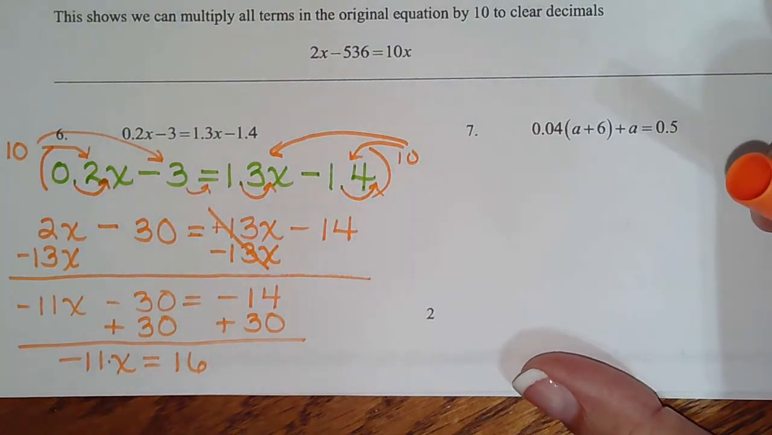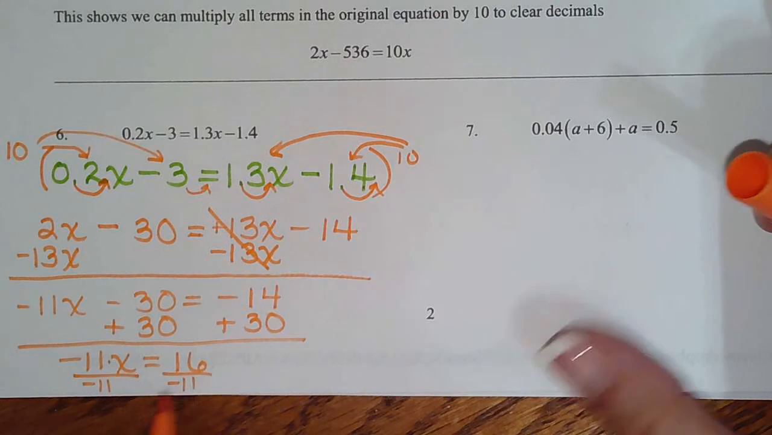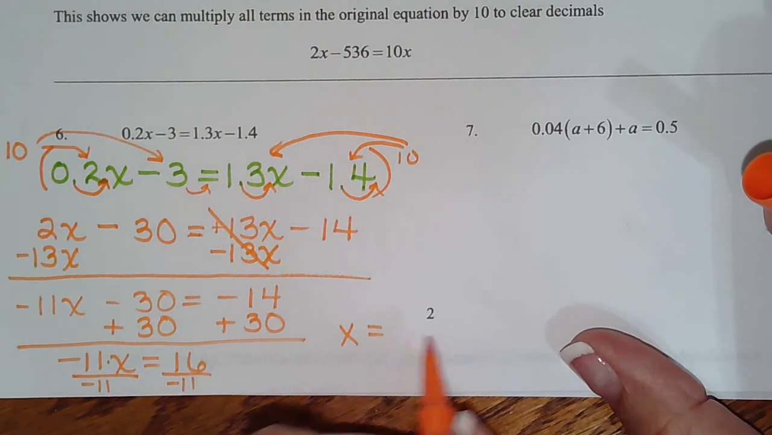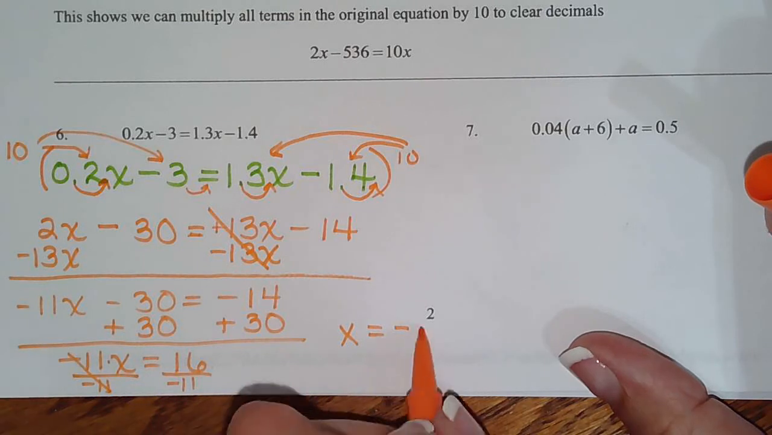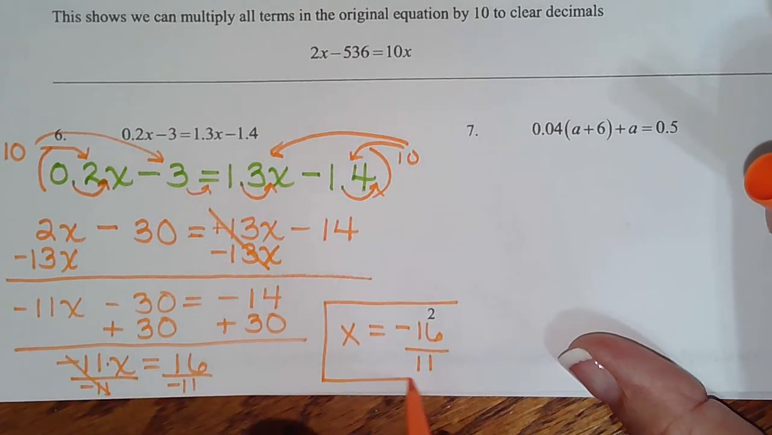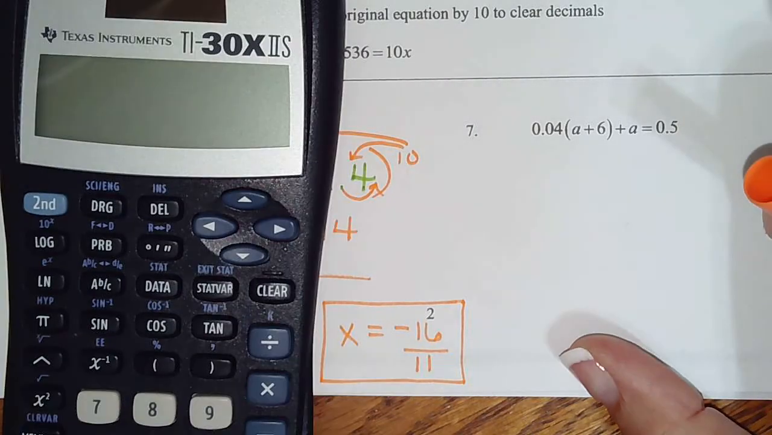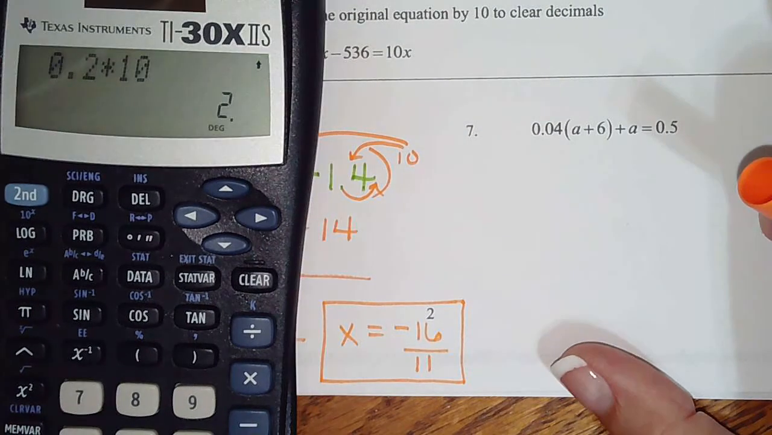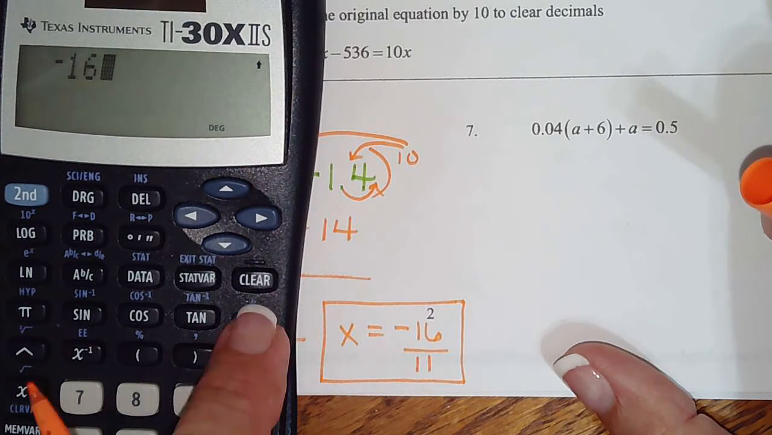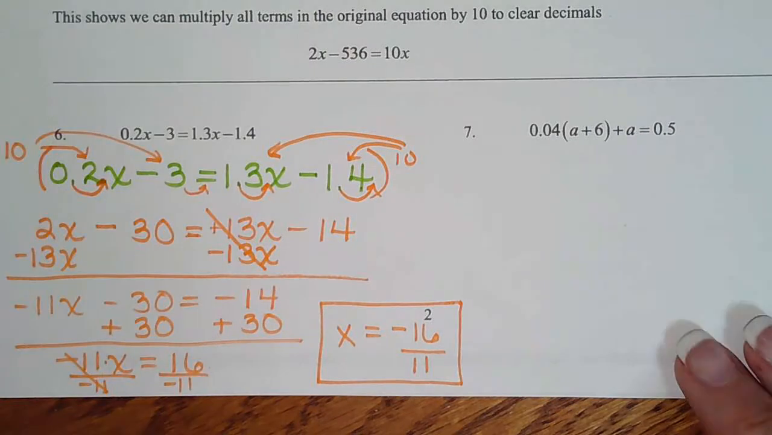And the opposite of times negative 11 is divide by negative 11. So I can see my answer is negative 16 elevenths. And you do not want to change that into a decimal because that decimal goes on forever. So if a decimal goes on forever, don't change it. Negative 16 divided by 11. See that? That means it goes on forever. So we just leave it exactly like it is.